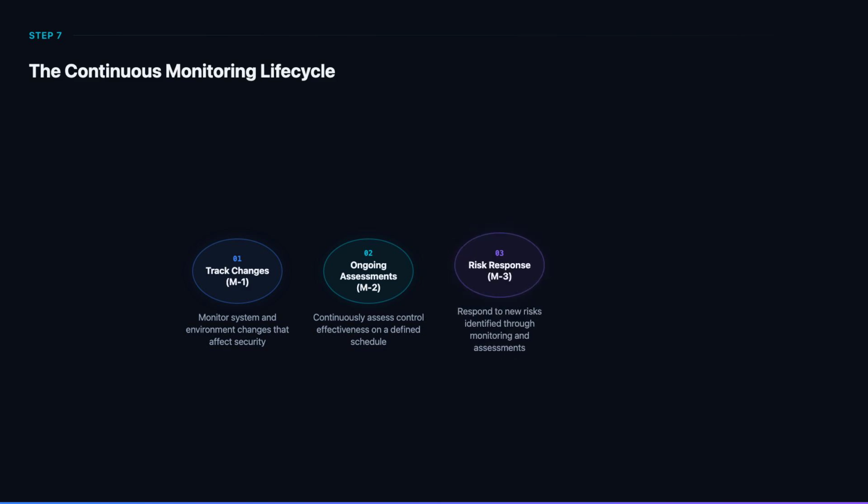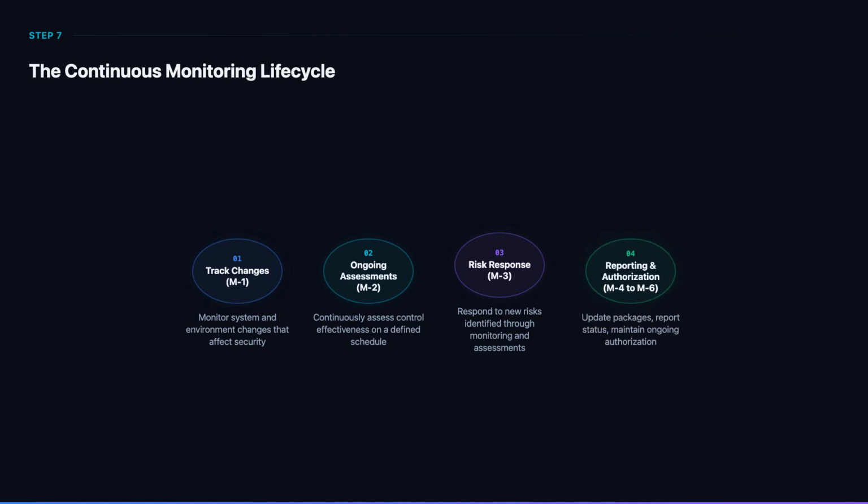Task M3 responds to new risks identified through monitoring activities and ongoing assessments. Risk responses include accepting the risk, mitigating it through additional controls, transferring it, or avoiding it by changing operations. Each response must be documented and approved at the appropriate organizational level.